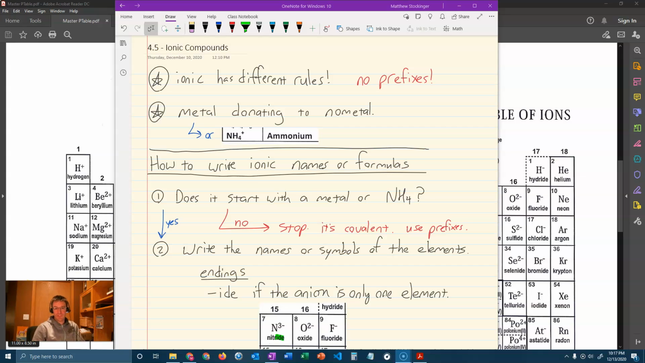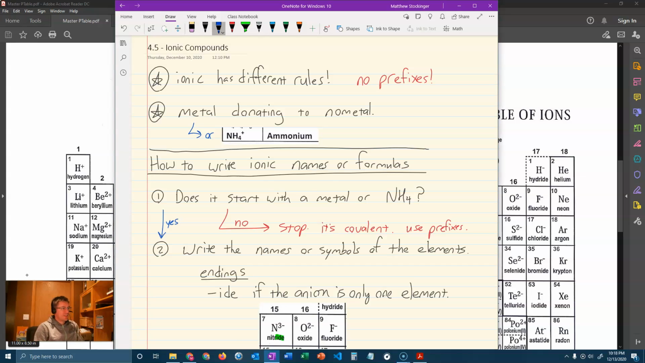In this tiny review, I just want to take a look at the introduction that we've already had to ionic compounds. It's been several days since I talked to you about that stuff, so let's just take a look at what we learned to refresh our memories for 5 minutes.